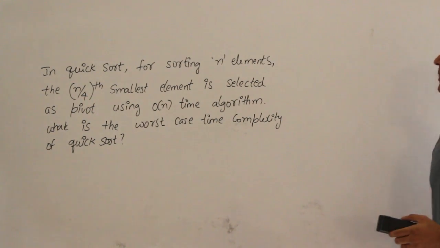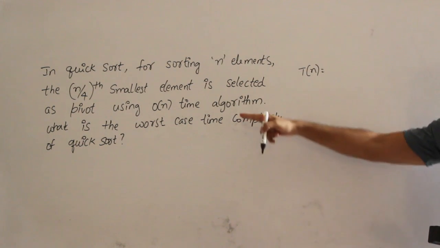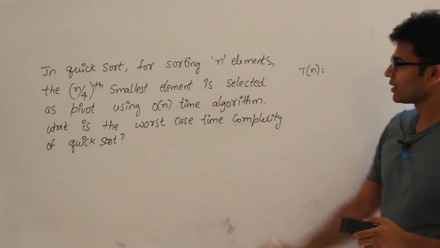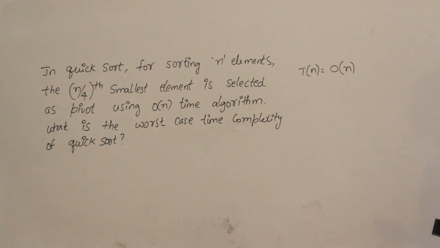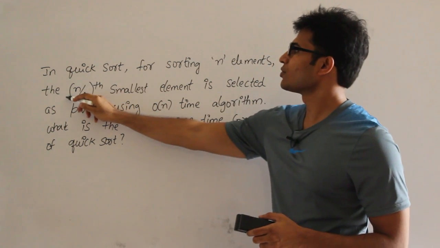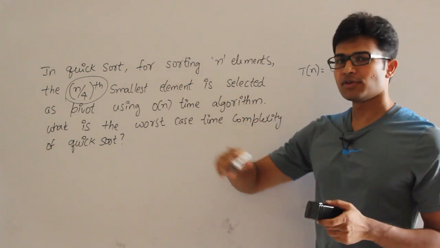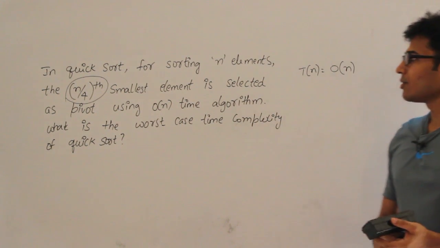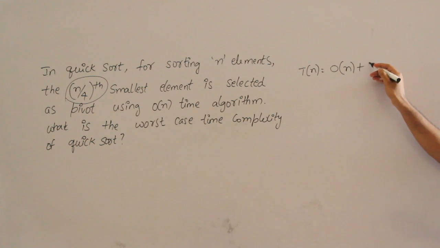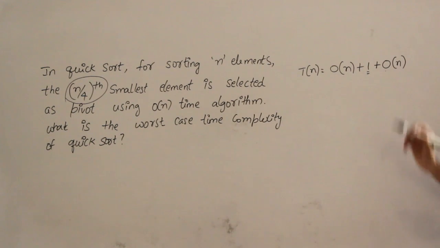So how to analyze this? Let us say I want to sort n elements. First, you run this order of n time algorithm. I am running it, therefore the time complexity is order of n to run this algorithm. Then I find the element which is the n by 4th smallest. Then I exchange that element with the last element and run my partitioning algorithm. Exchanging takes constant time, and then my partitioning algorithm runs.